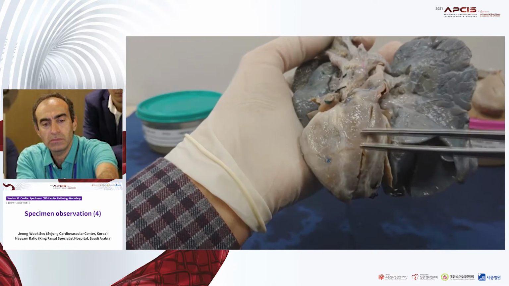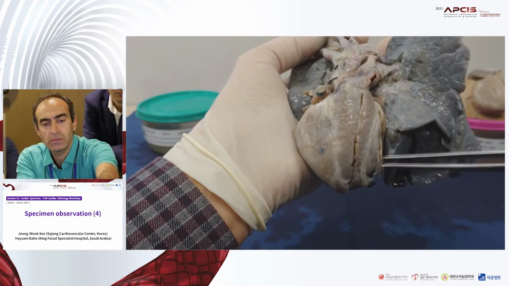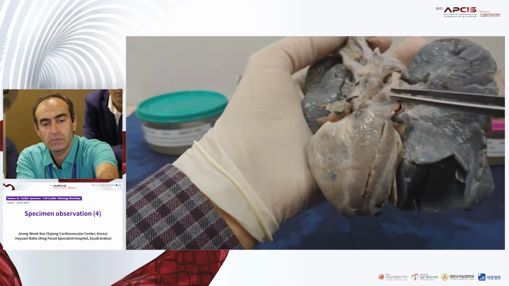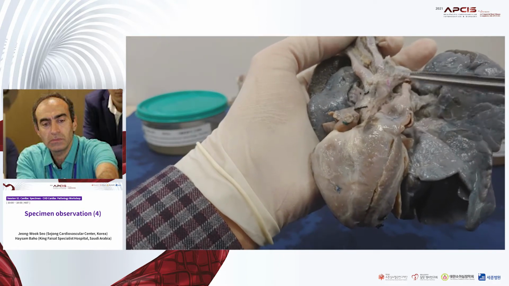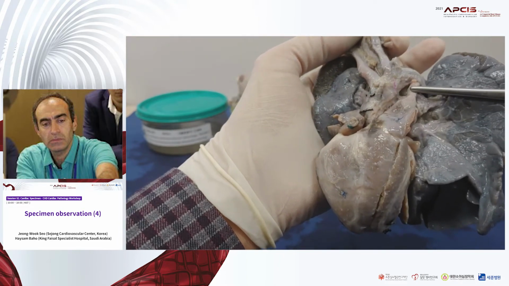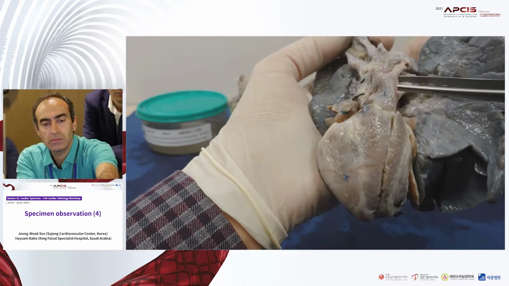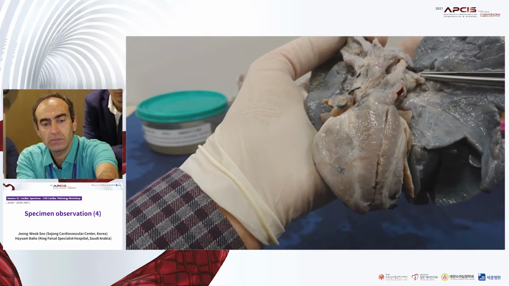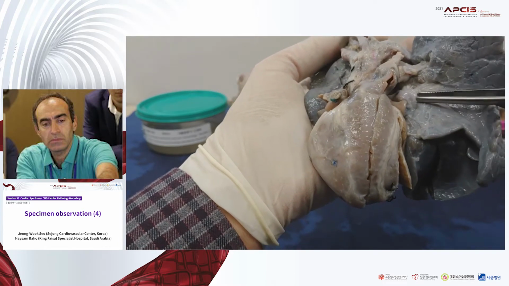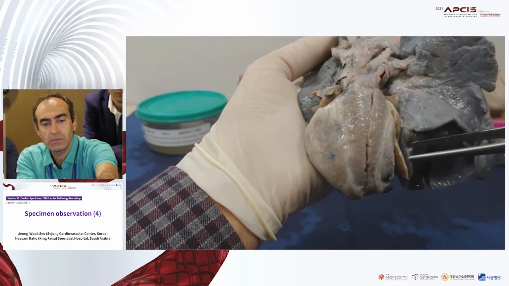So let's start with the first specimen. We're looking at the right ventricle, the left ventricle, the pulmonary artery, and the aortic arch. And here's the ductus arteriosus that connects the arch with the pulmonary artery. And this is on the left side, the left pulmonary artery, and the left pulmonary vein.